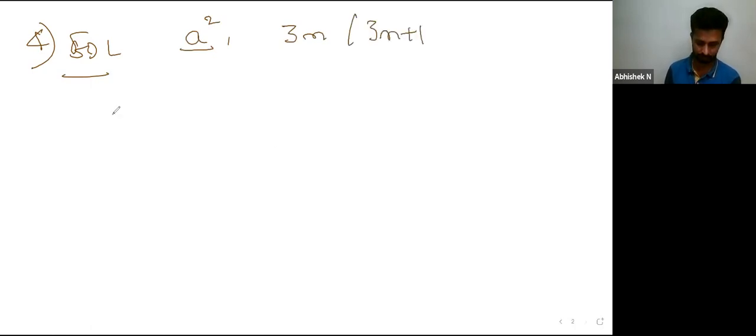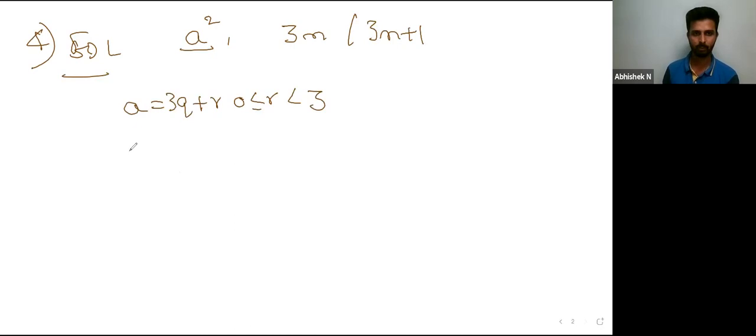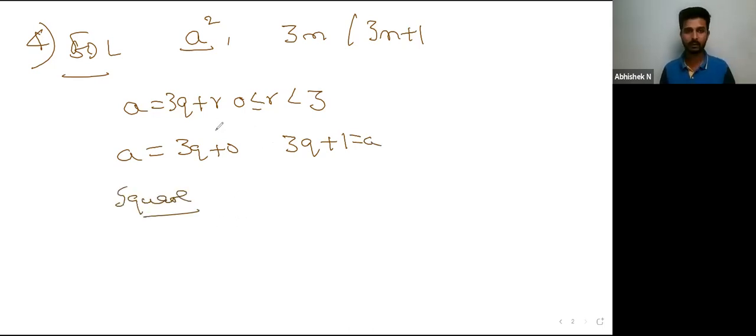So again, what you need to do is you just take the equation 3q plus r, where r is greater than or equal to 0 and less than 3. So what equations you get is 3q plus 0 and 3q plus 1. So just square this equation, and you can easily prove the square of any positive integer is of the form 3m or 3m plus 1.